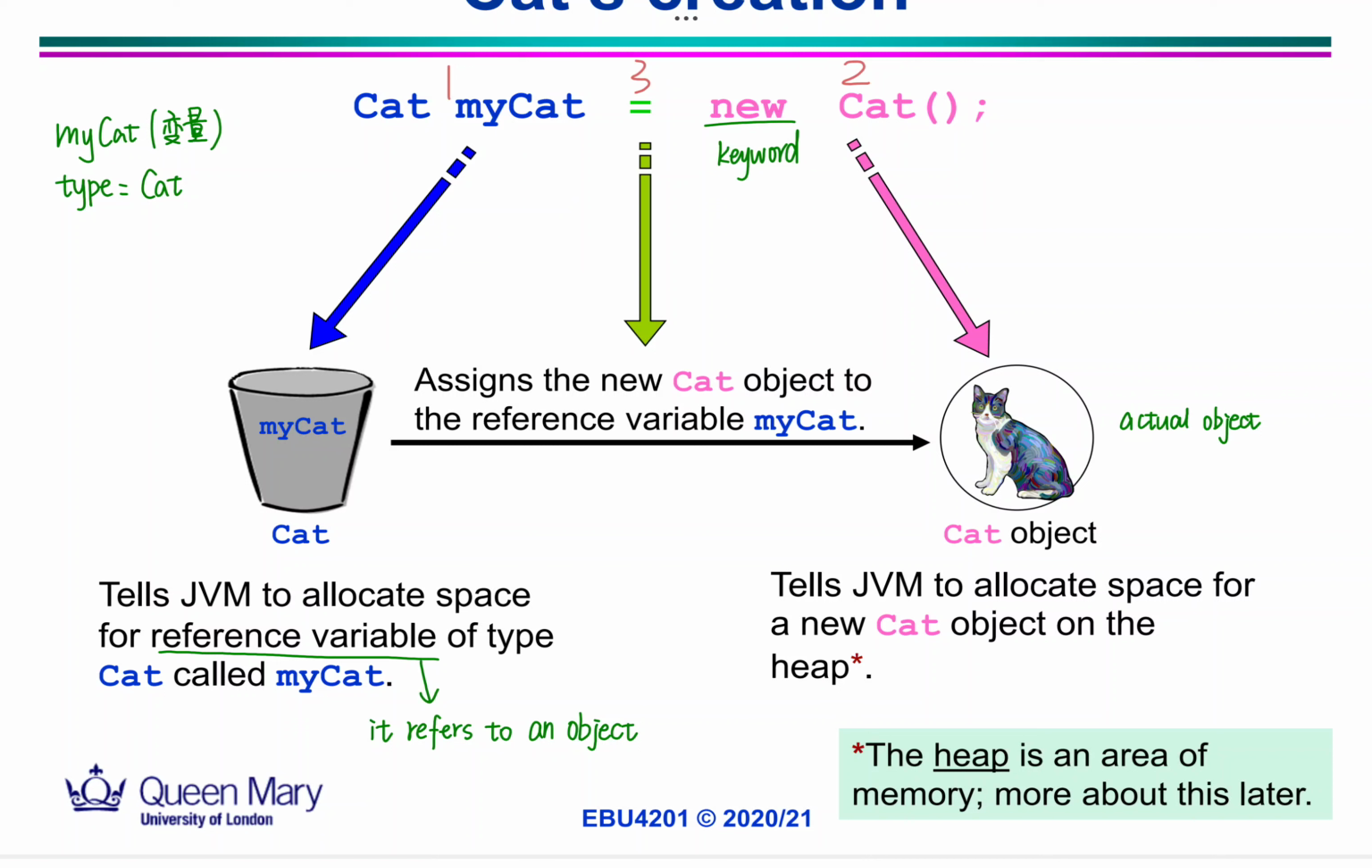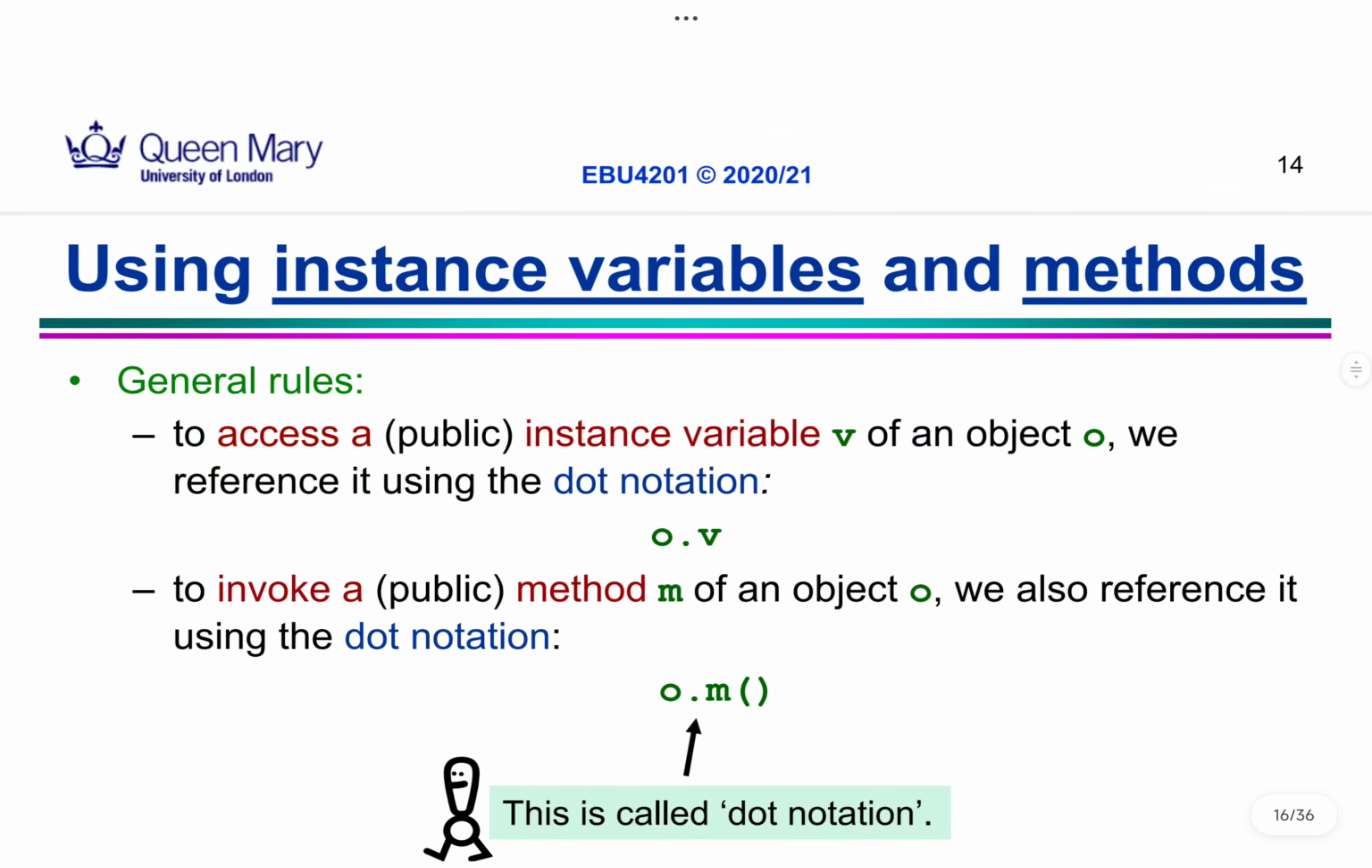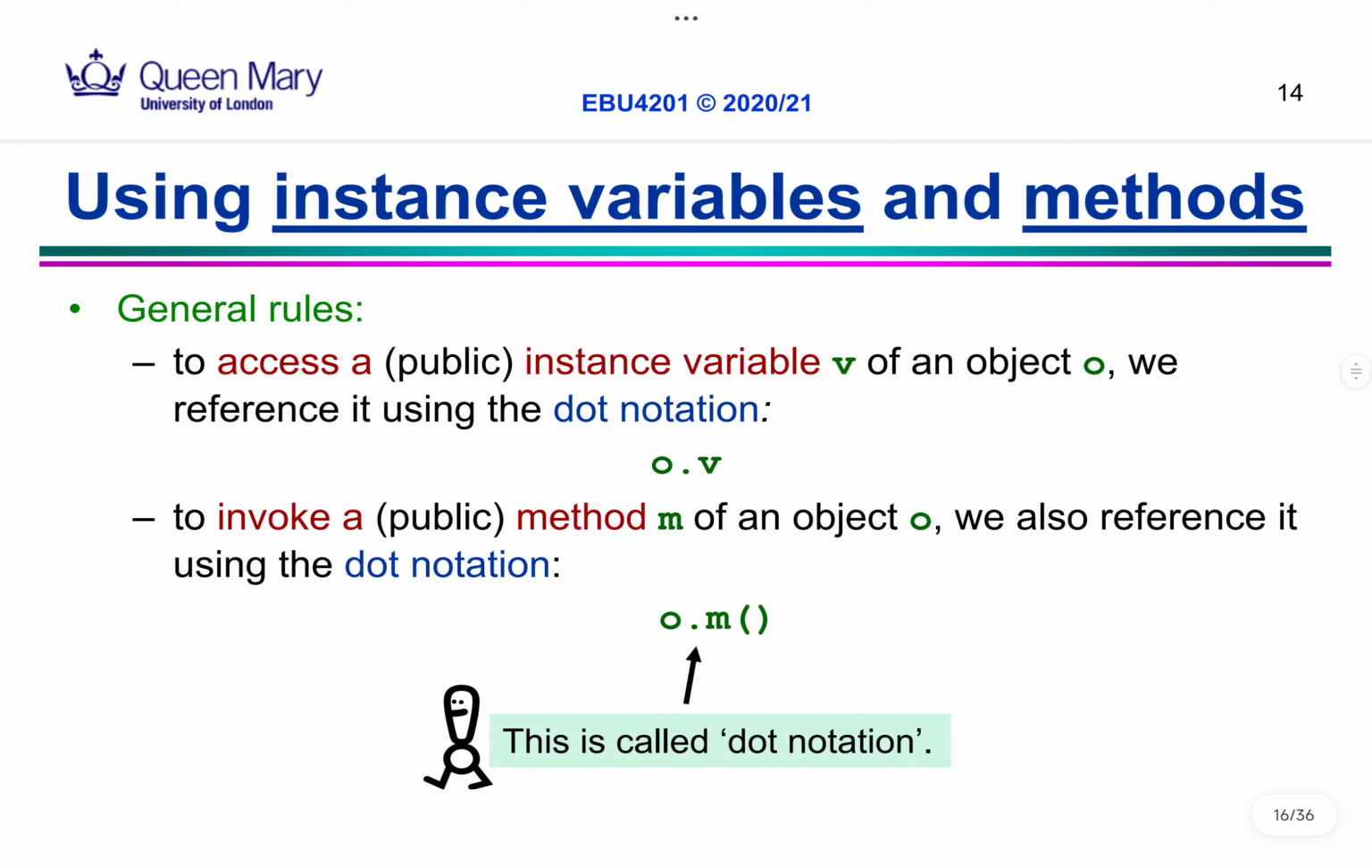So what is a reference variable? A reference variable means that it refers to an object, and an instance variable means that in just a class it is some attribute, and a method name to assign refers to this. So these are just some practice using instance variables and methods, a general rule. And to access a public instance variable, we use the dot.